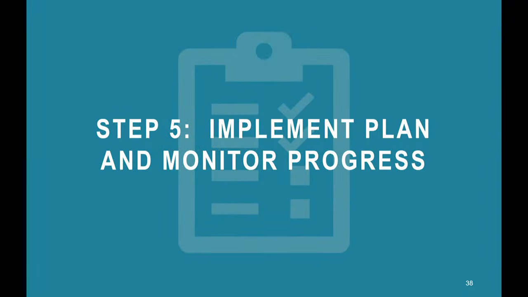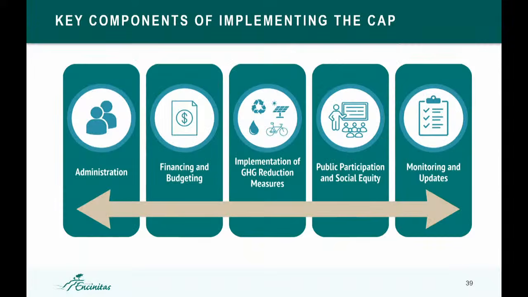So the last step in CAP planning is the implementation plan and monitoring the progress of your CAP implementation. So once the CAP is adopted, staff would work to actually implement the components of the climate action plan. There's several components to this. The first component is administration.